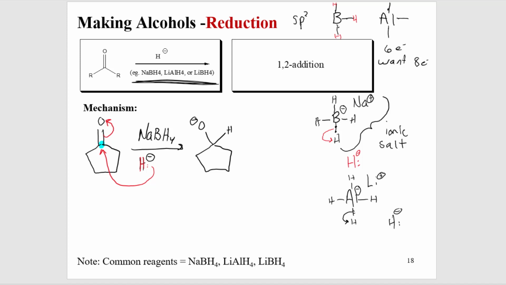I then evaluate the atoms around the electrophile. I have carbon, carbon, and hydrogen. None of them are good leaving groups. So I'm stuck. There's nothing left to do but to work up under acidic conditions, to protonate my oxygen, giving me cyclopentanol. Okay?